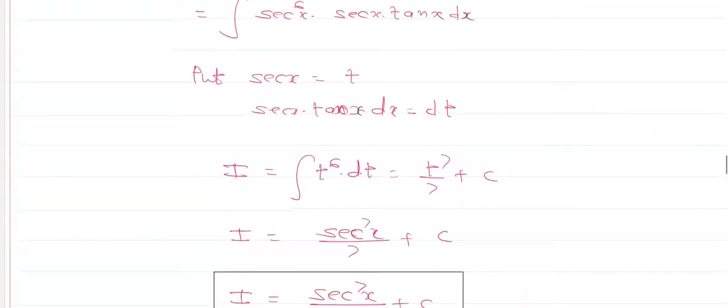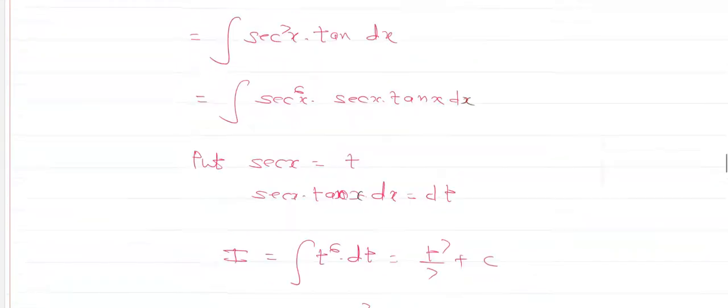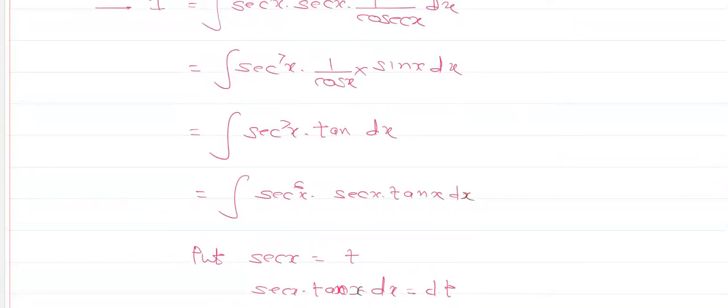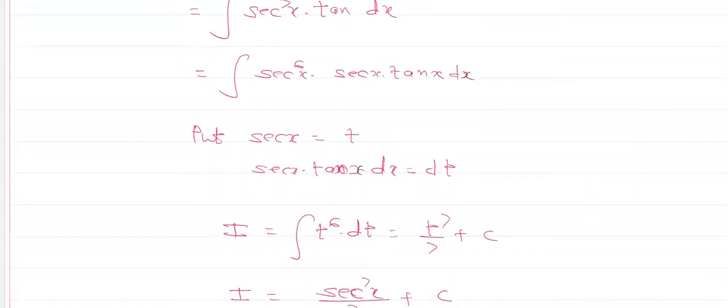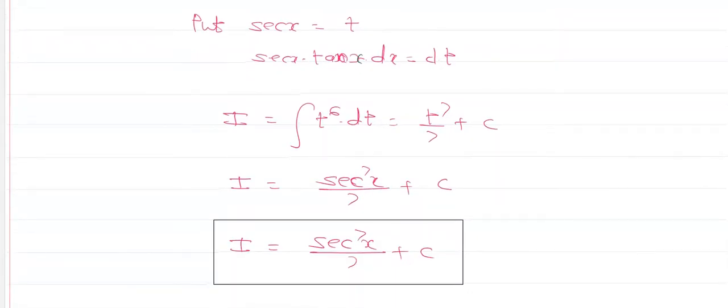And that's why the integral I is equal to the integral of t raised to 6 dt. What is the integral of t raised to 6? It is t raised to 7 upon 7 plus c. Again, we will replace the value of t. What is the value of t? The value of t is sec x, so the answer is (sec x) raised to 7 upon 7 plus c.